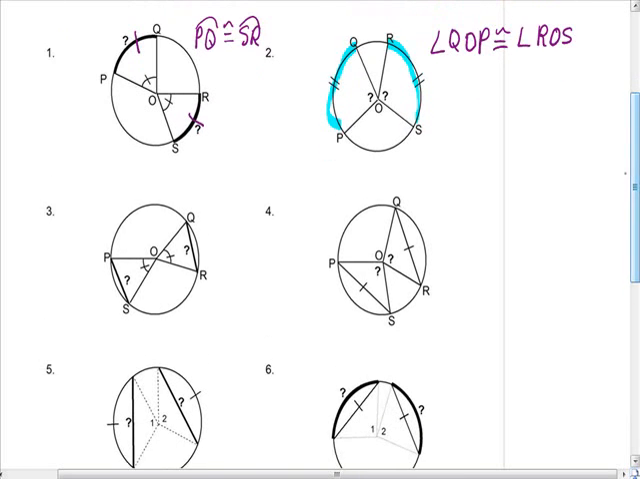Now, we can also make those same judgments about a chord. This chord PS has the same endpoints as the arc that would go along with that central angle. Now, the chord is not congruent to the angle, but if the two central angles are equal, their intercepted chords will also be congruent to each other, meaning chord PS is going to be congruent to chord QR. Now, this is different. We're not saying that the measure of the chord is the same as the angle.